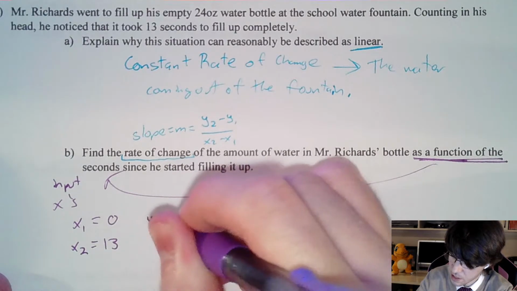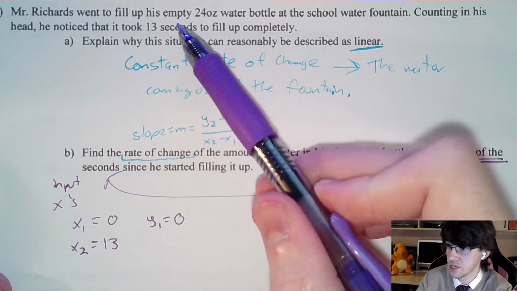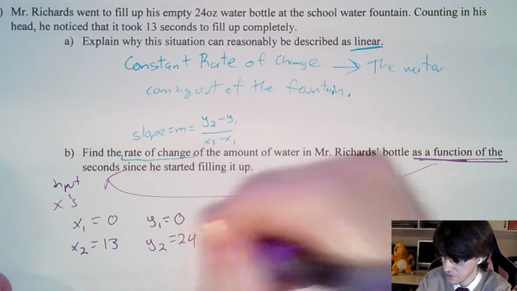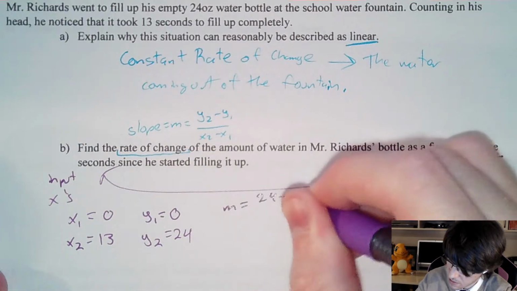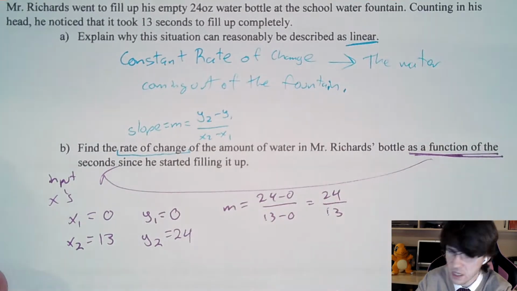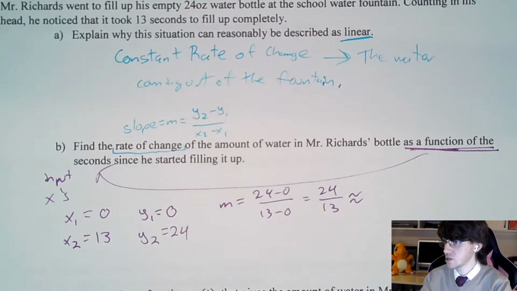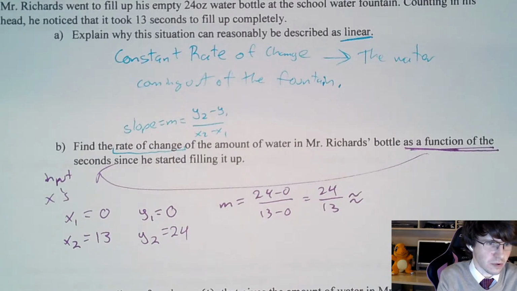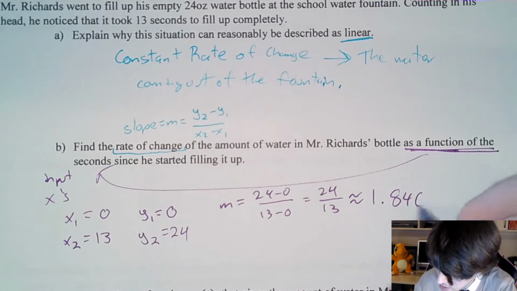Our y1 is also 0 because it's how much water was in our bottle at the start of the problem. And because it was an empty 24-ounce water bottle and he filled it all the way up, that's our y2. That's 24 ounces. So our slope here is m equals 24 minus 0 over 13 minus 0, which we can just leave as 24 over 13. Or you can use a calculator if you decide not to leave it as a fraction, which is completely reasonable. It is approximately 1.846.